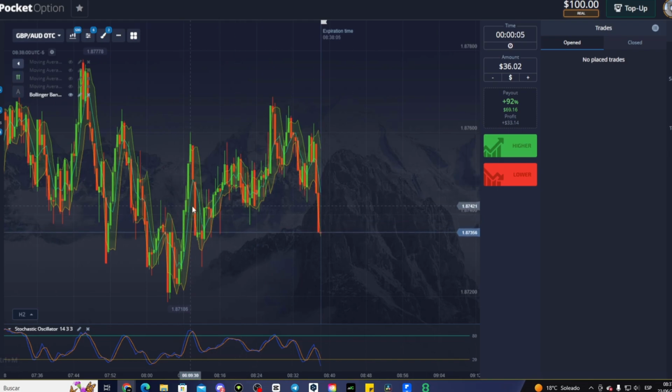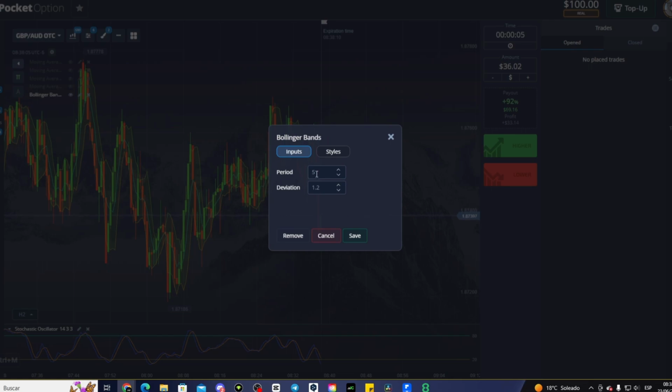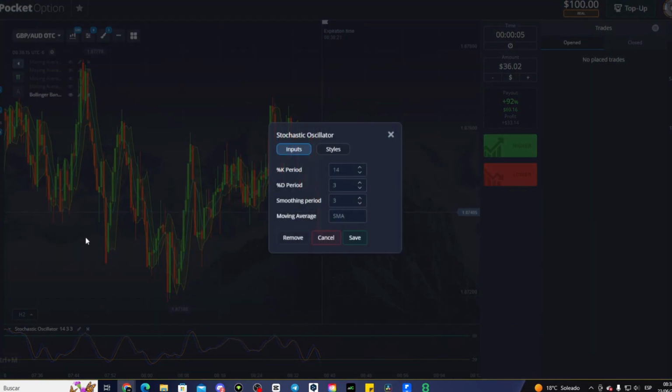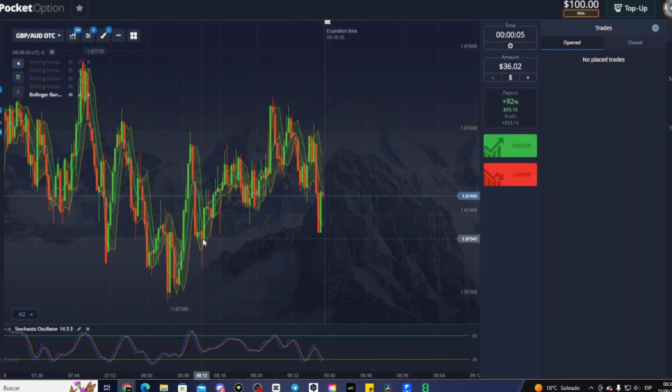For this strategy, we will use the Bollinger Bands with period of 5 and deviation of 1.2. Close it. We will also add the stochastic oscillator with periods 80 and 20, and we are going to leave it for 14, 3, and 3. This will be very easy to learn to apply on the chart.